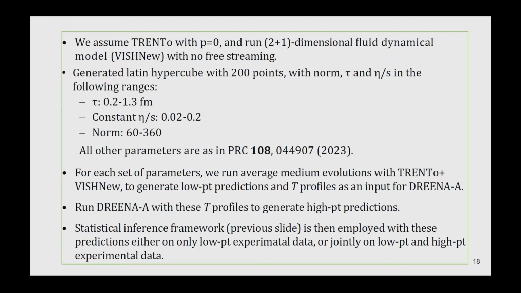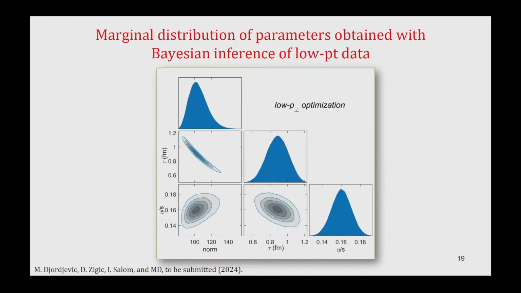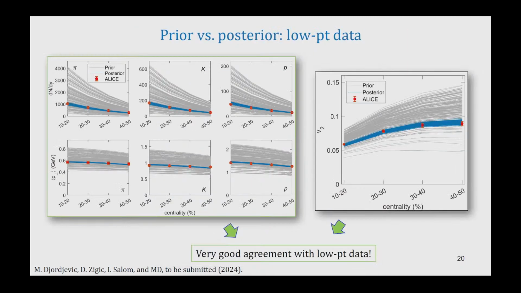And then after that, we repeat the procedure which was outlined on the previous slide, either for low PT or jointly for low and high PT. Here is shown only the commonly used low PT inference first. And these are the marginal distributions from that Bayesian statistics. Then from these marginal distributions, we generated the predictions for low PT data. So these are multiplicities, average PT for pions, kaons, and protons, and V2 for pions. And we see very good agreement with low PT data, as expected.